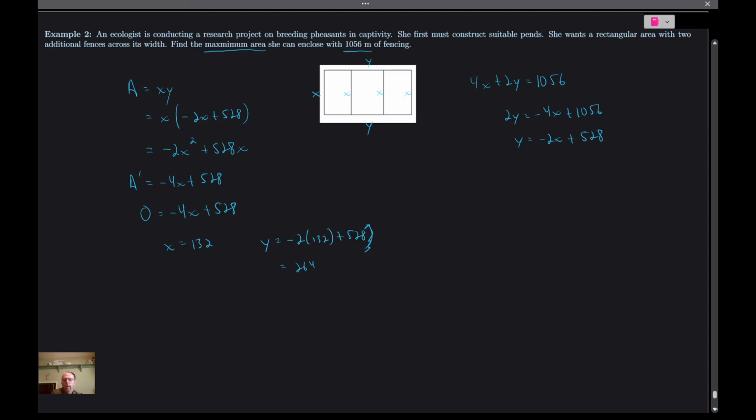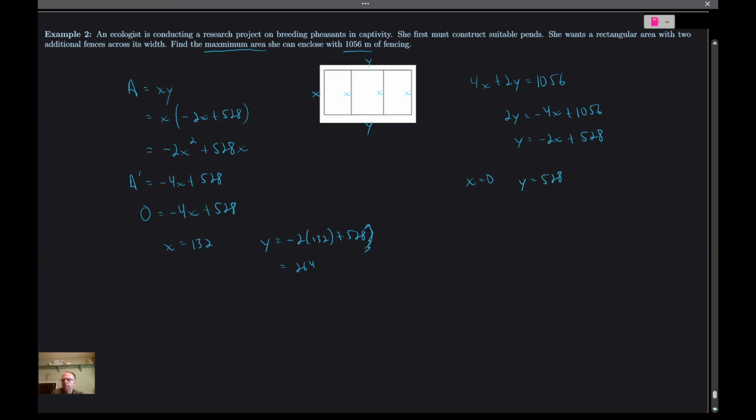Then, what is our area? So I guess we could also talk about what's the domain. Obviously, if x is 0, then we don't really have any area. If y is 0, then we don't have any area. So really, this has to be the maximum, because either we have x equals 0 and y would equal, what is that, 528?